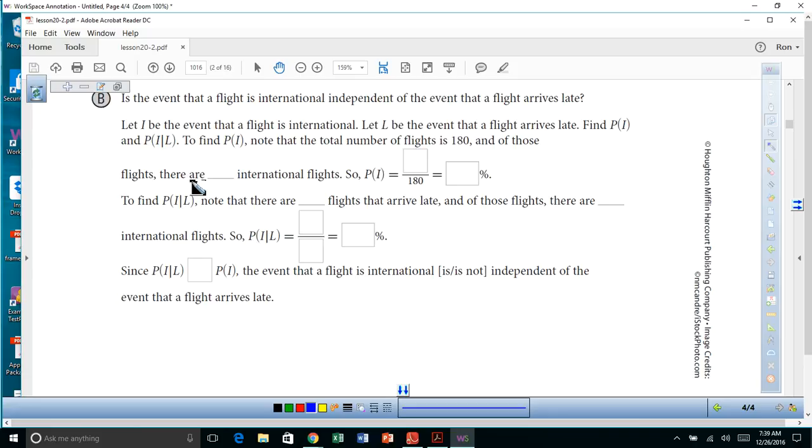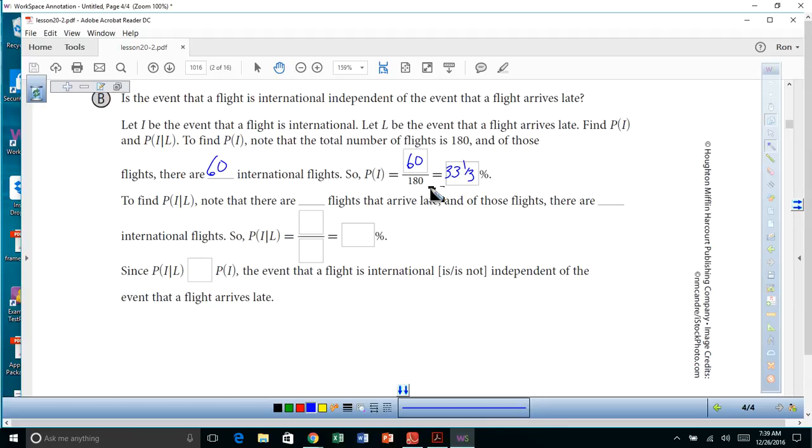To find the probability of I, note that the total number of flights is 180, and of those flights, there are 60 international flights. So we have 60 over 180, which gives you 33 and a third percent.